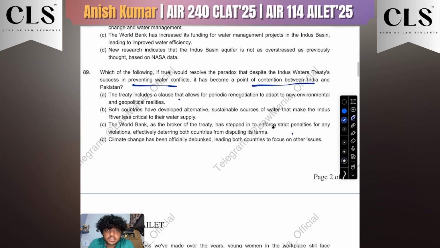No, the first is an easy answer because it does provide for adaptation. That is what we're talking about. Even though it solves conflicts, there's still contention because of new challenges. The treaty includes a clause for periodic renegotiation. Climate change has been officially debunked, leading both countries to focus on other issues. Definitely not true. Entirely opposite of what is given in the passage. So this should be the answer.